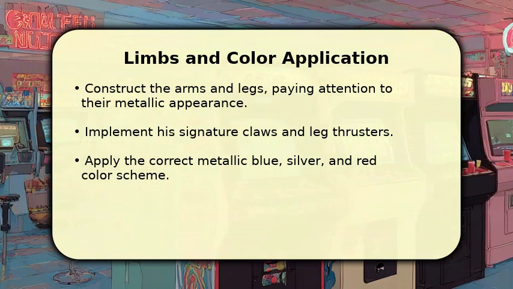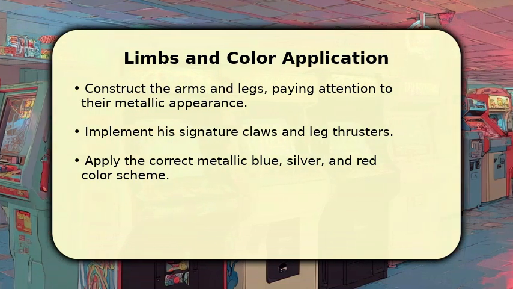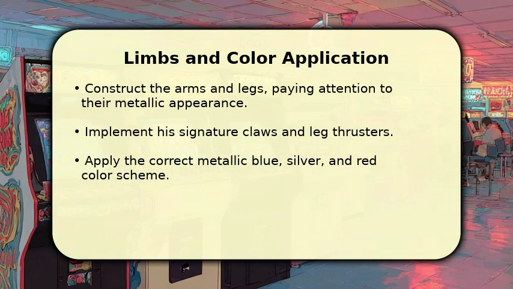Design his arms and legs to reflect their metallic nature, ensuring they look powerful and agile. Don't forget his sharp claws and the thrusters on his legs, which are key to his design.